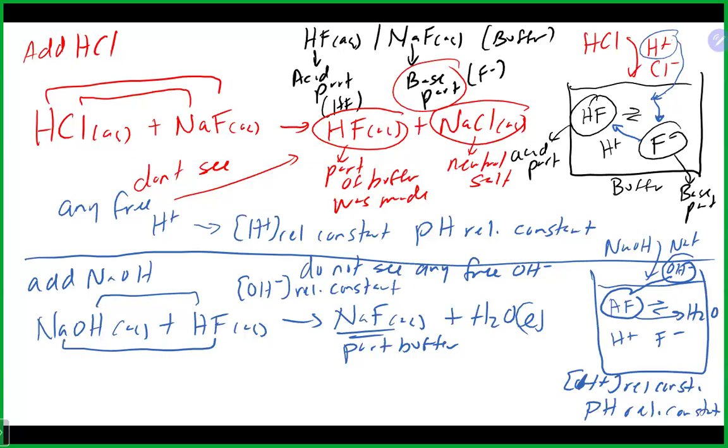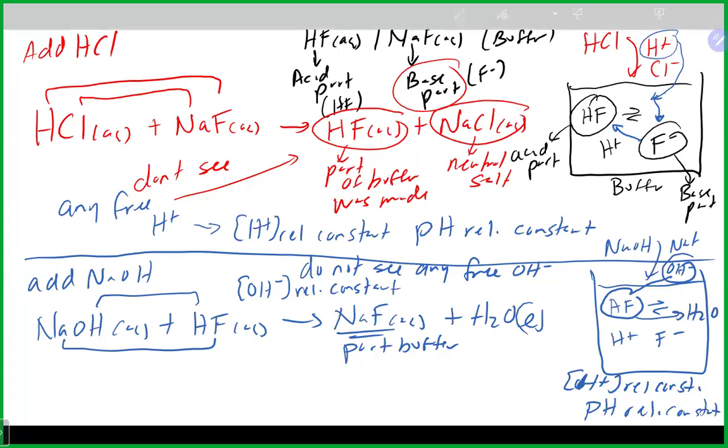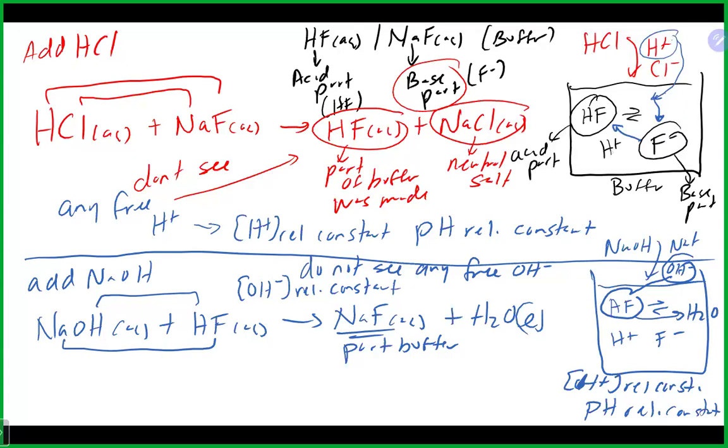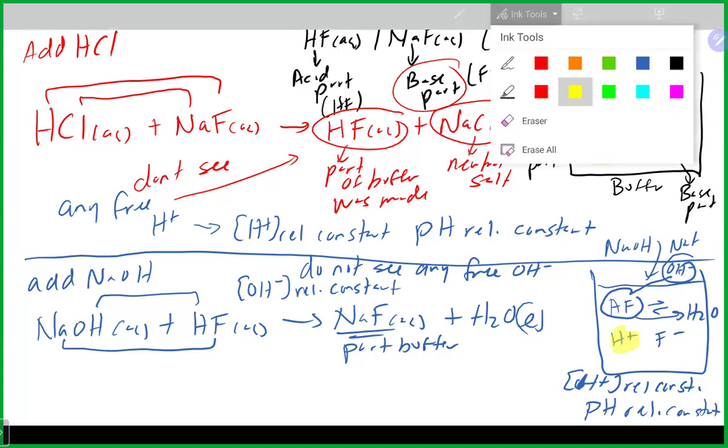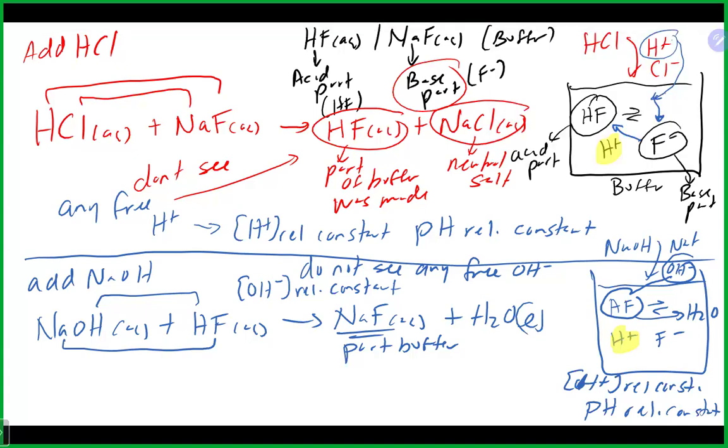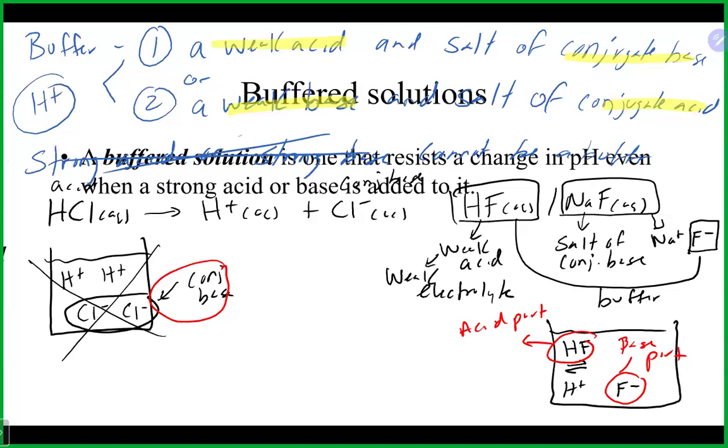And that keeps whatever the H plus concentration was in that solution relatively the same. Because remember that when we started, before we added anything, we had a little bit of H plus in that solution. And that original concentration of H plus will remain the same after you add acid or base if your buffer is made correctly and works properly based on what you're adding. Any questions on that?